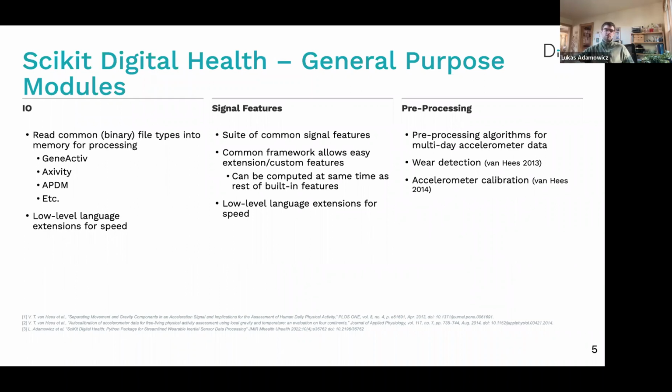So starting off, going over what is available in SciKit Digital Health, the general purpose processing modules to handle things like file reading. Currently, we have readers for GeneActive, Activity, APDM, and a couple others, which are all written, or most are written, in lower level languages, so that we don't have to wait forever to read files in.